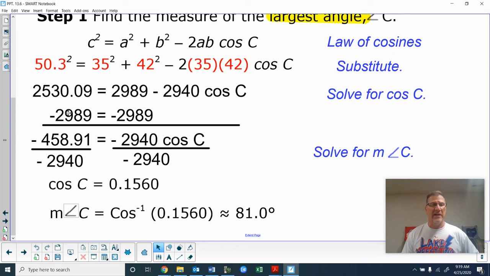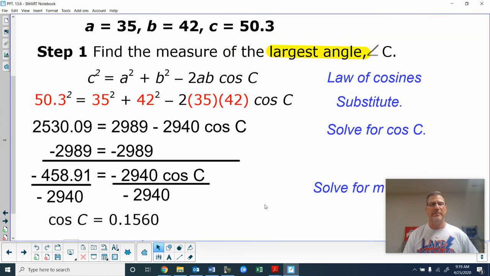Subtract the 2989 from both sides. Get the negative 458.91. Divide both sides by negative 2940. And you get the cosine of C is 0.1560. So remember, you go second cosine, second answer. And that'll give you 81 degrees for angle C.